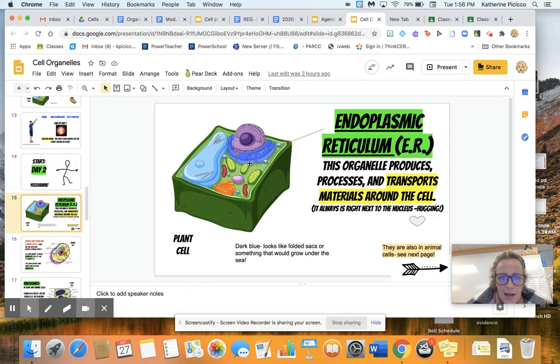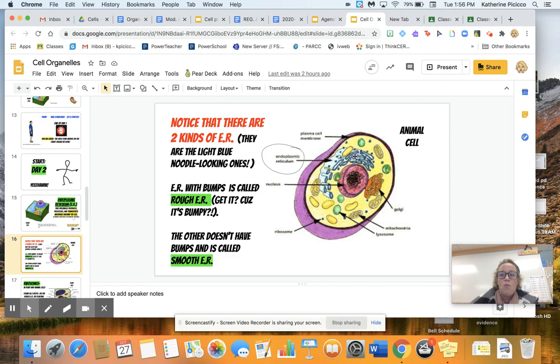So let's go look at the plant cell. I think it was hard to tell, but if you notice, there are parts that have dots on them and then parts that don't. So rough and smooth. They are both still involved in transportation, but the ones that have dots are the rough ER. The ones that don't are the smooth ER.